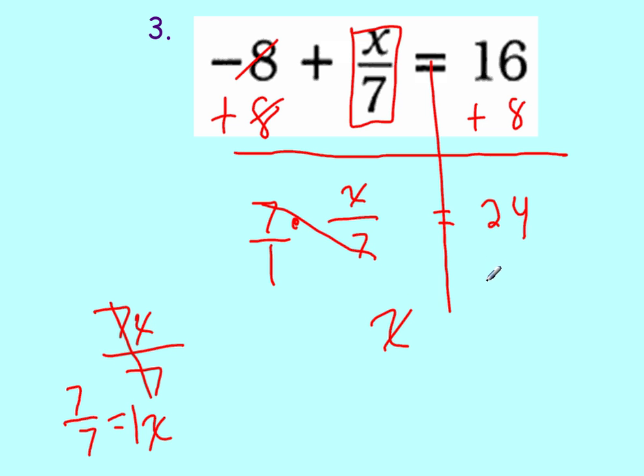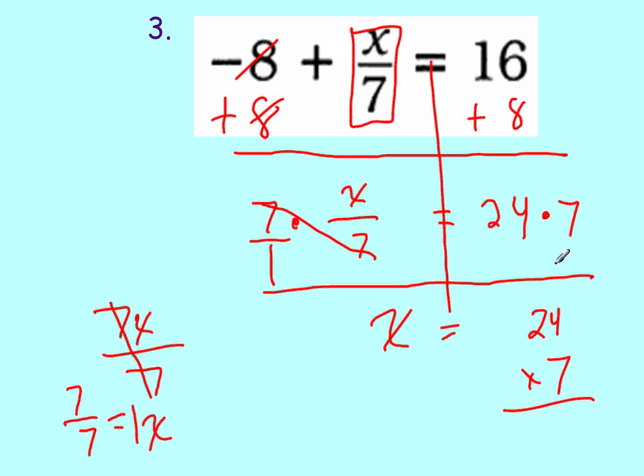Now, over here, we have to multiply by 7. Now I'm going to have to work this one out a little bit. 24 times 7, we get 28. Carry our 2, that's 14, and 2 is 168. So we end up with x equals 168. And then number 4.